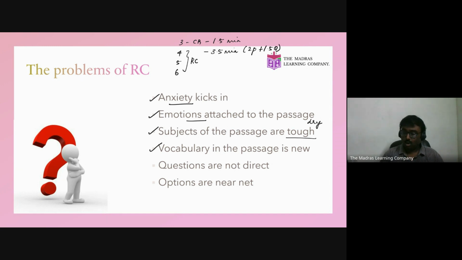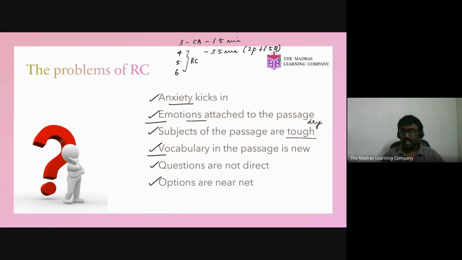Okay. Now, all these are problems with respect to passages. Then you come to the question, second challenge. Questions are not direct. If they were direct, then it's very easy for us to solve them, but they're not direct. They're sometimes convoluted. They're tough to understand. And even if you understand the questions, the options are so close to each other that you'll be able to eliminate three, and then you come down to the last two and then you're stuck and you end up choosing the wrong answer. Happens all the time, right?